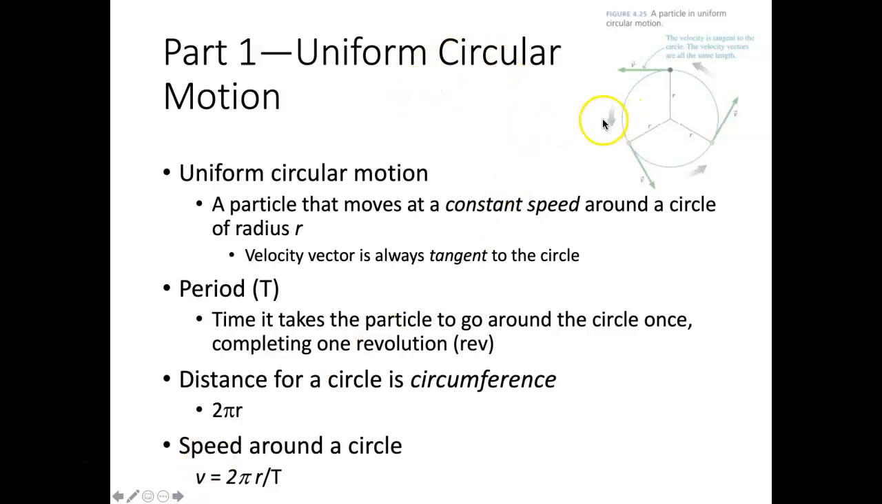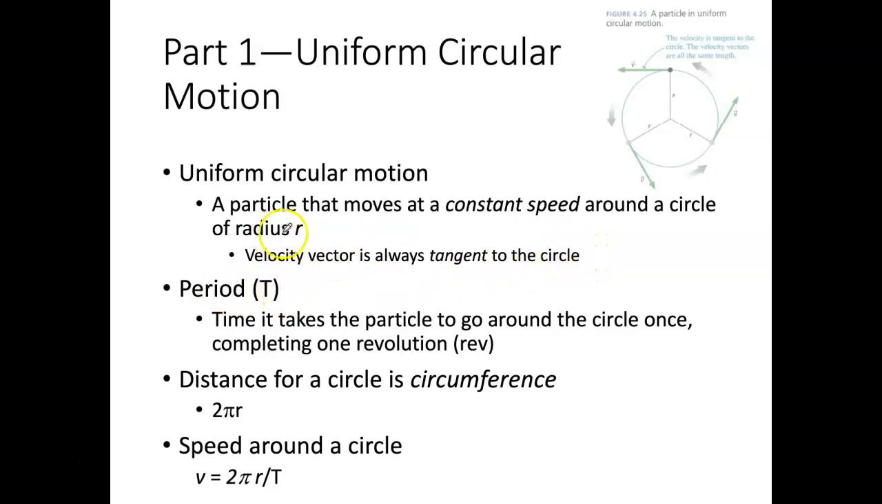For this part, we're going to talk about uniform circular motion, and we know that uniform circular motion just means that you have an object going in a circle at a constant speed, and that is the very most important part, is that it has a constant speed. But it does not have a constant velocity. The velocity is tangent to the circle. So you'll notice that the velocity is always changing because the direction is changing.